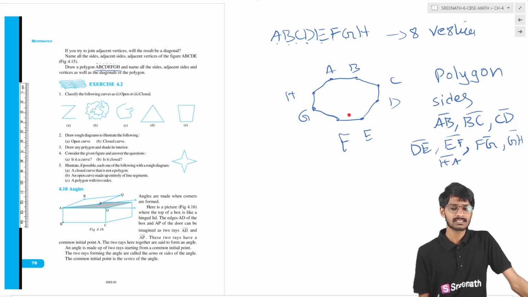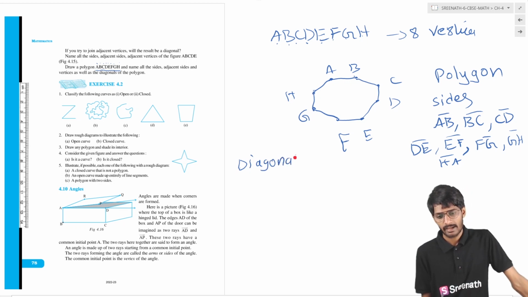Now what are the vertices we know? So what are the adjacent vertices? For this, these two are the adjacent vertices. For this, these two are the adjacent vertices. Then what are the non-adjacent vertices? Then what are the diagonals? Now we are finding out the diagonals.